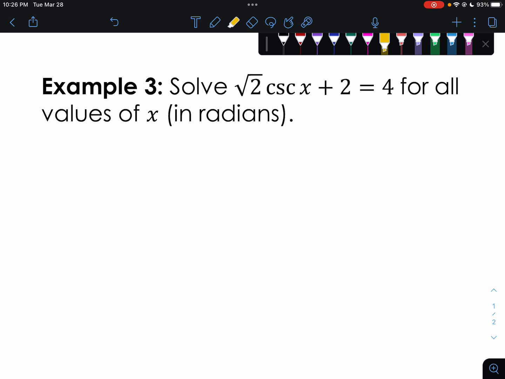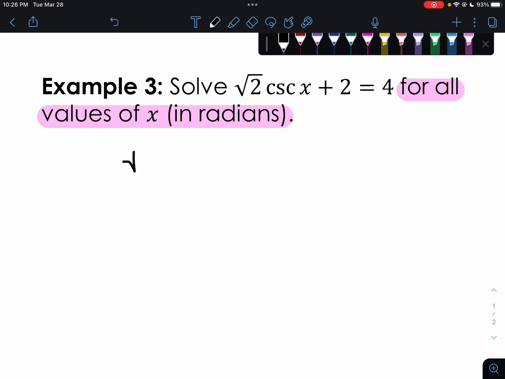Example number 3: solve the square root of 2, or rad 2, times cosecant of x plus 2 equals 4, for all values of x in radians. What we see here is that it says for all values of x in radians. That's pretty important because it did not give us a domain restriction.